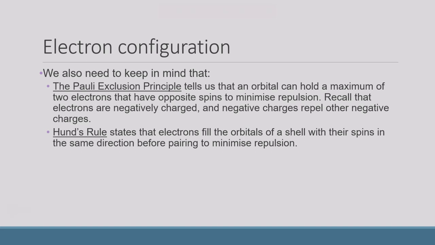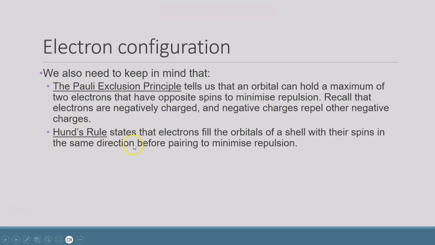We also need to keep in mind 2 very important things: Pauli's exclusion principle and Hund's rule. Pauli's exclusion principle tells us that an orbital can only hold a maximum of 2 electrons, and those 2 electrons have opposite spins. Remember that electrons, they don't like each other because they're both negatively charged. So in order to minimize repulsion, they have opposite spin so that they don't have to come across each other.